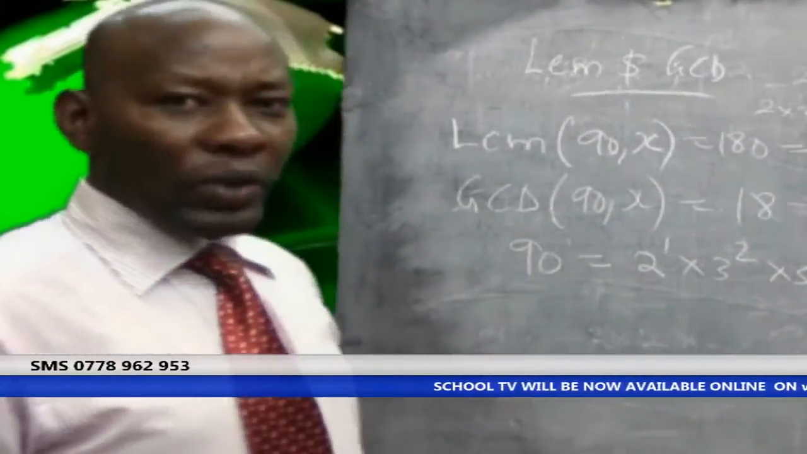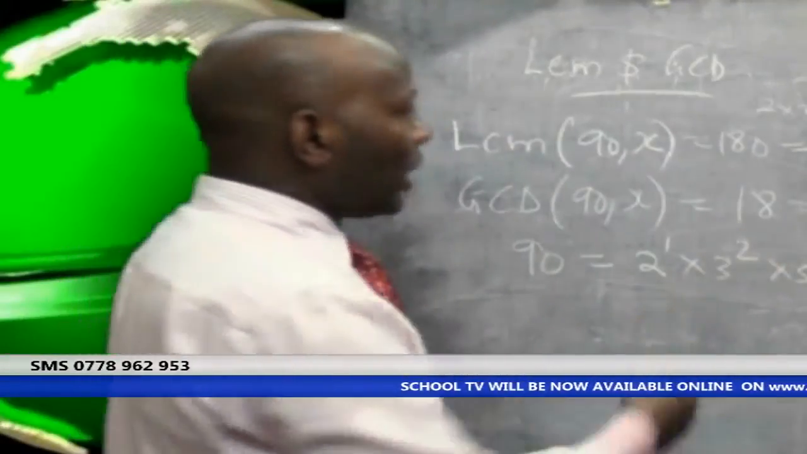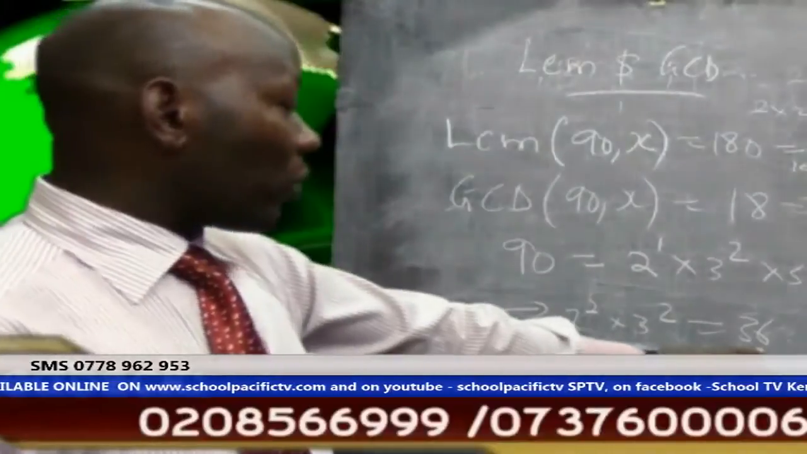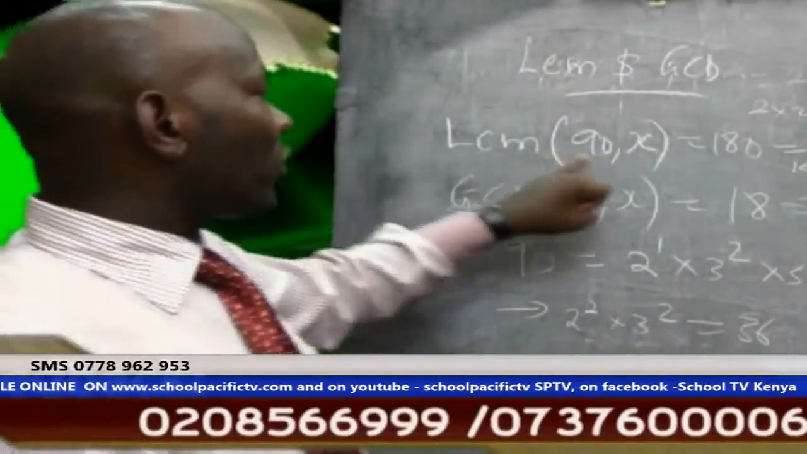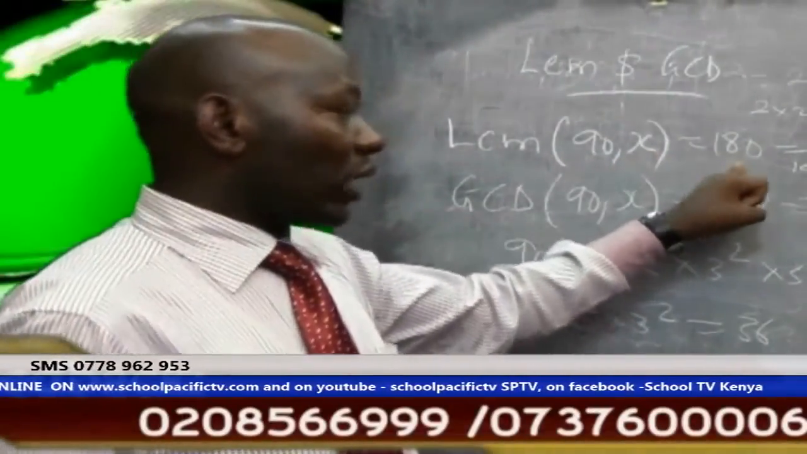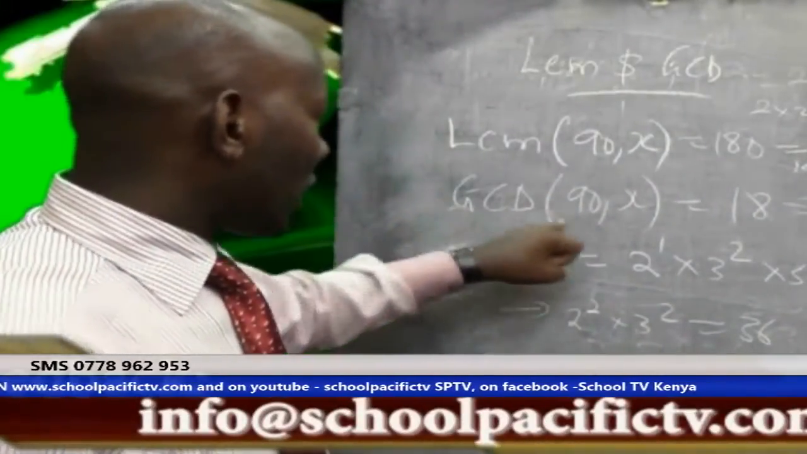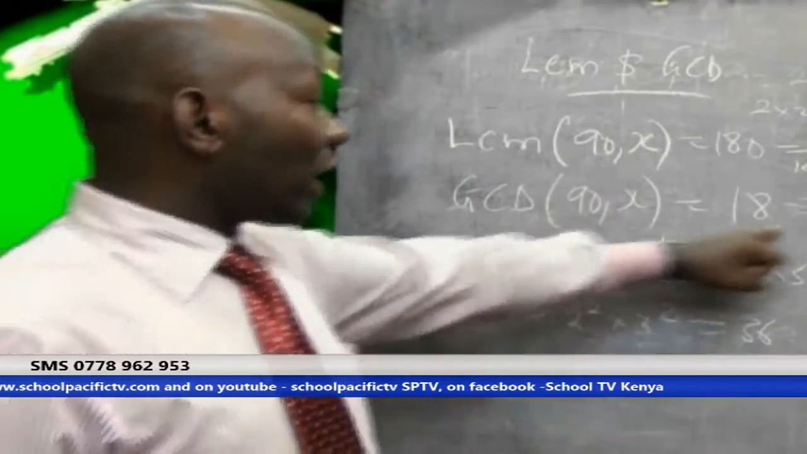So what we are talking about here is this. Now when you look at the LCM of the two numbers, the number now will be 36. So if you get the LCM of 90 and 36, you are going to get 180. When you get the GCD for 90 and 36, you are going to get 18.